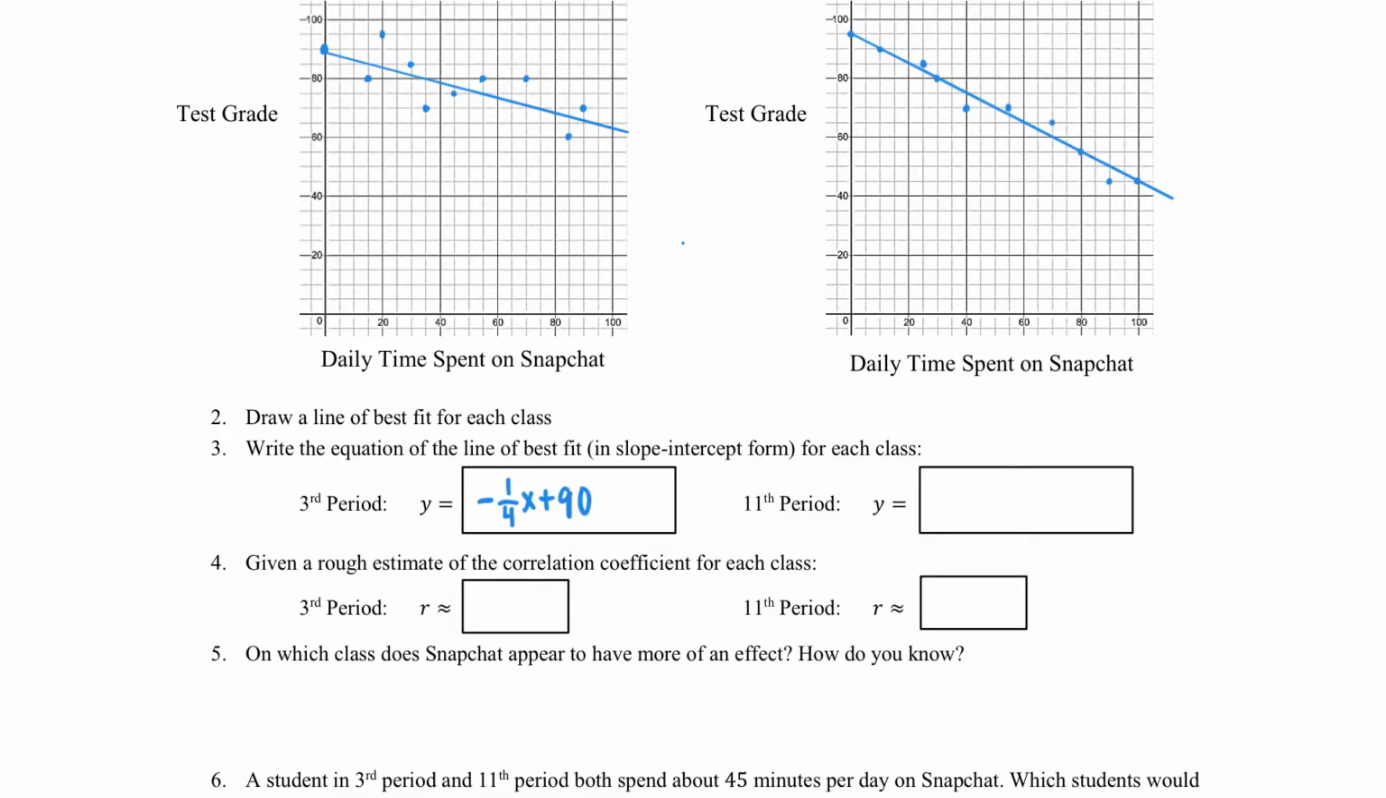How about the other class over here? To me, it looks like when I drew my line of best fit, the y-intercept was closer to 95. And it looks like we're going down one, right two, down one, right two, down one, right two, down one, right two, roughly. So for this one, I'm going to say negative 1/2 x plus 95.